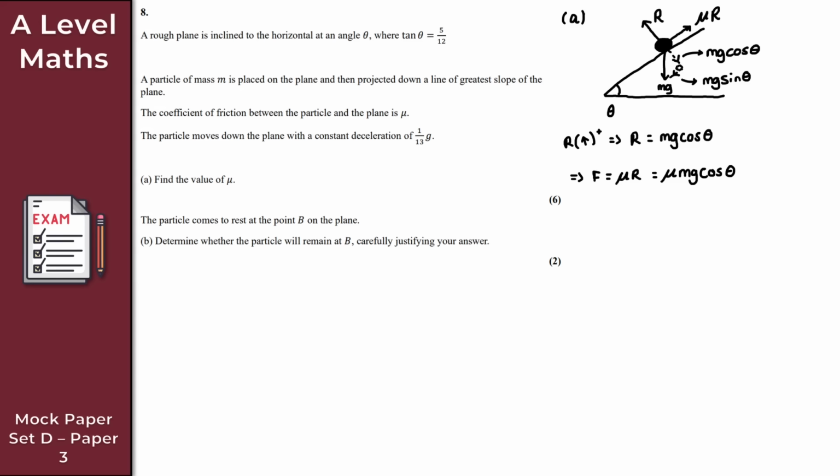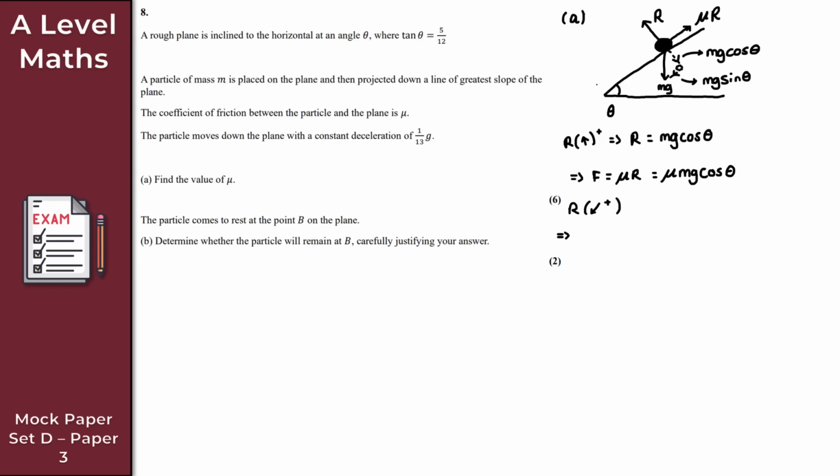At this point, let's now resolve parallel to the plane. I'll take down the plane as positive, but you could also do the opposite and take up the plane as positive. It doesn't really matter, as long as you do everything correctly, everything should still work out correctly. So let's now resolve parallel to the plane, taking down the plane as positive.